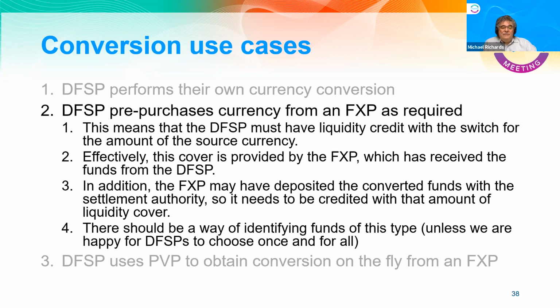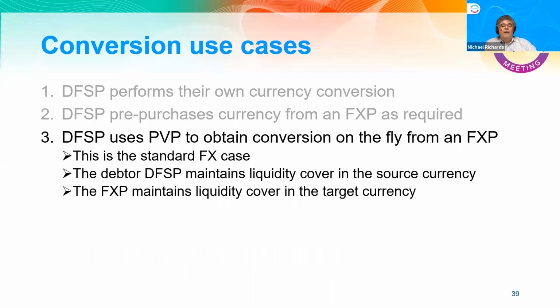And there should be a way of identifying funds of this type, unless we're happy for DFSPs to choose once and for all whether they're going to use this method or the following method, which is using payment versus payment to obtain conversion on the fly. And this is the standard FX case, where the debtor DFSP maintains liquidity in the source currency with the FX provider, and the FXP maintains liquidity cover in the target currency and settles with the payee DFSP.